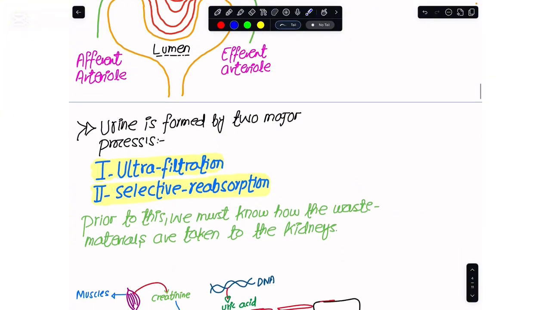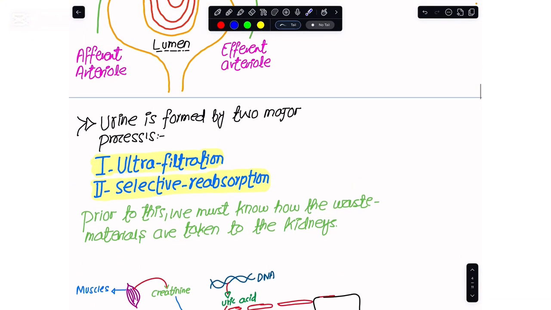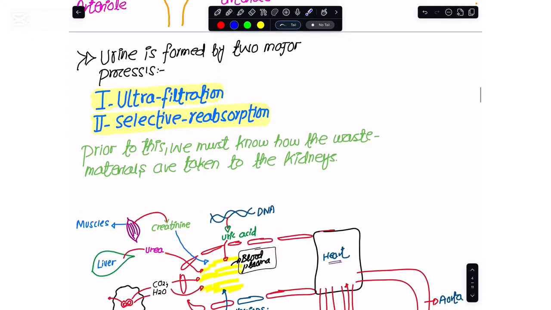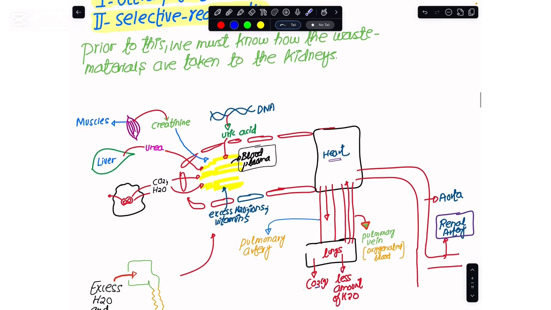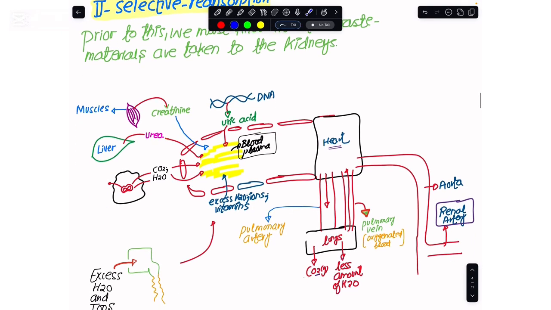Now, as I was saying, you could say again and again that we have to take some materials out of the blood plasma. So we would clear our concept of the blood plasma, so that in the next class when we will be talking about urine formation, you must know what this blood plasma actually is and why it is important in terms of urine formation.